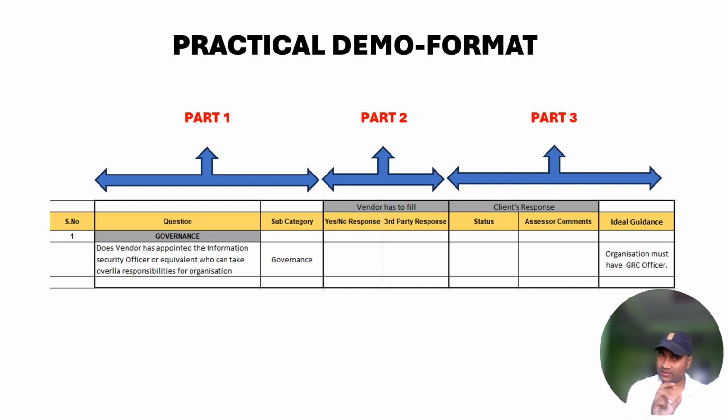Now, these questionnaires may be shared with the vendor. Now the vendor has to fill in the answers under the part 2 sections. If yes, then yes. If no, then what is the reason for not implementing the GRC officer? And once the vendor has submitted the response, customer reviewers will provide the status of whether it is acceptable or not. And if not acceptable, then what is the comment on the basis of the ideal guidance. So this is the generic format. Maybe your organization has certain tools with different types of categories as well, but this is a general format.